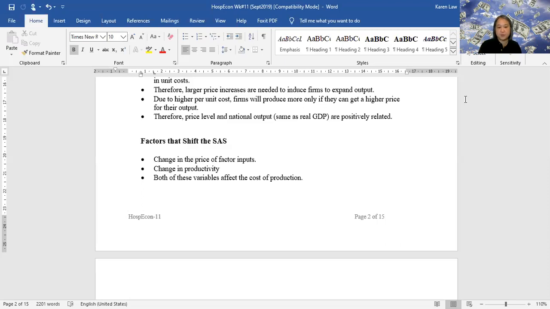The other thing that will shift the short-run supply curve will, of course, be productivity, because productivity at the end of the day will affect a company's average costs. So if a company's average cost goes down, then obviously they're going to be able to produce more output.